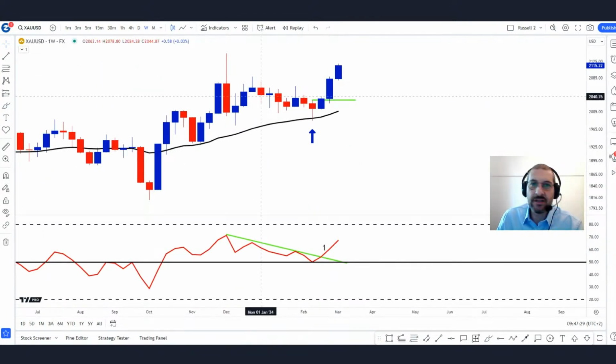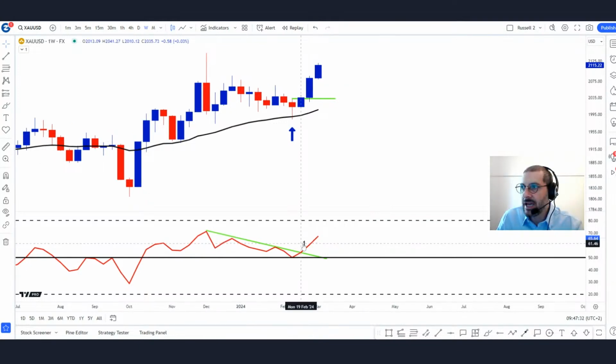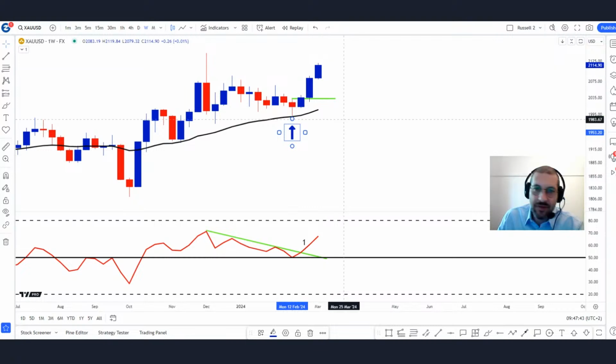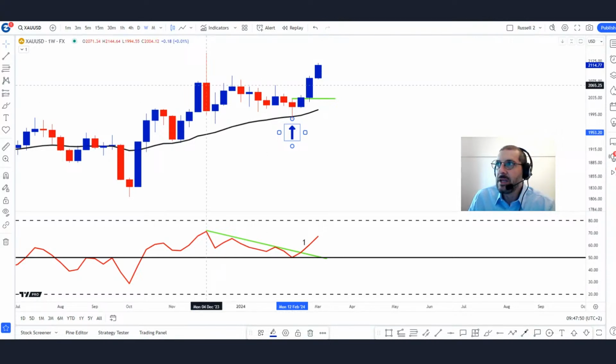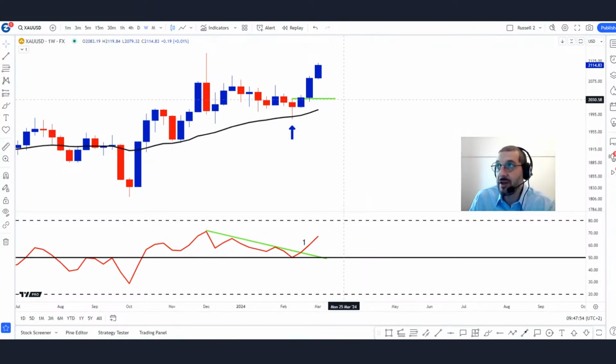So here's gold's weekly chart. And again, here you can see it broke above that trend line in its RSI. And now it's pulling away from the 30-week exponential moving average, isn't it? And the 30-week exponential moving average is moving up. All right. So the weekly chart, I think, is looking very good.